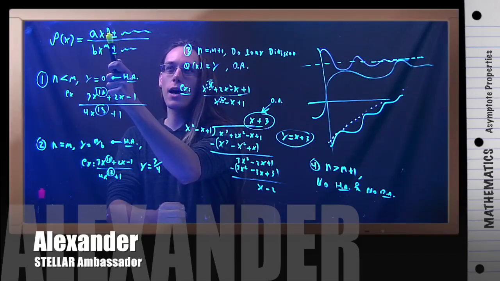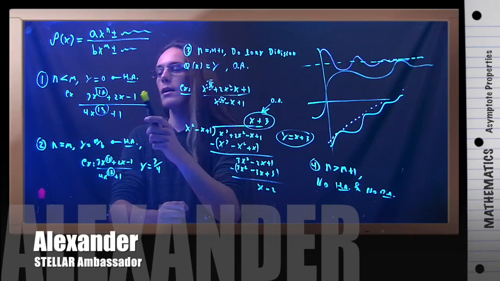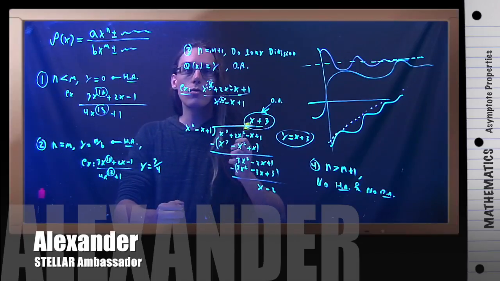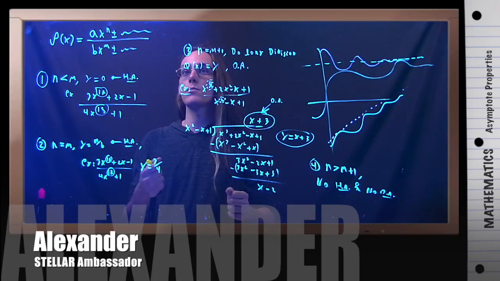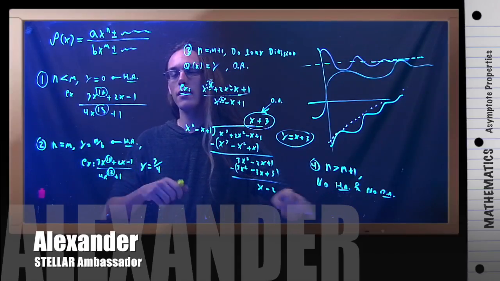Always make sure you grab the highest degree term on top, even if it's not written first. Be careful about that. And so if you just use these, you will get your horizontal or your oblique asymptotes, or you'll be able to confidently say that there isn't one. And that is this topic.